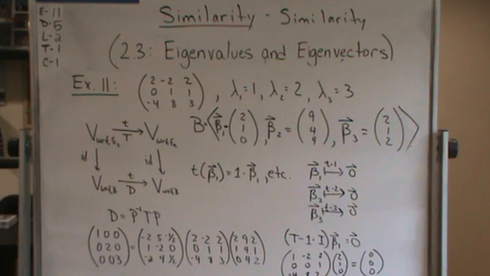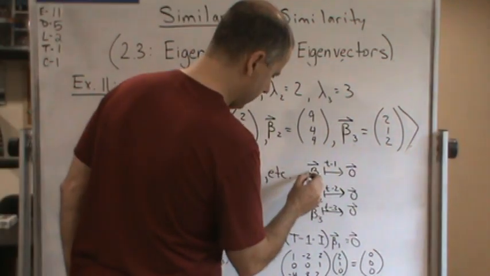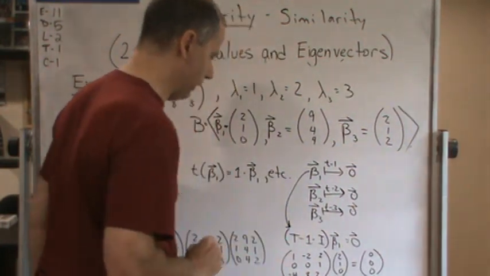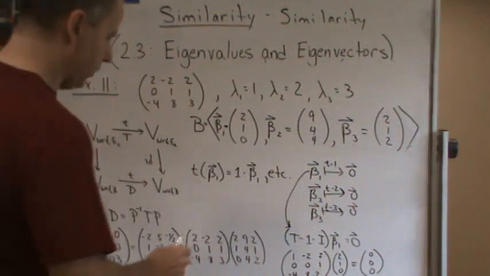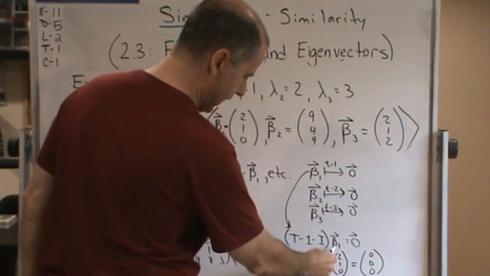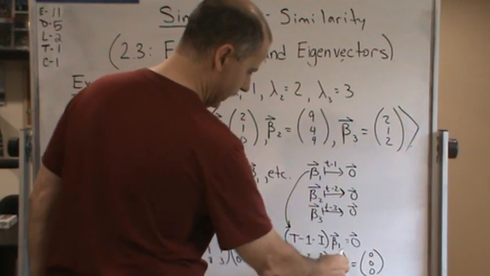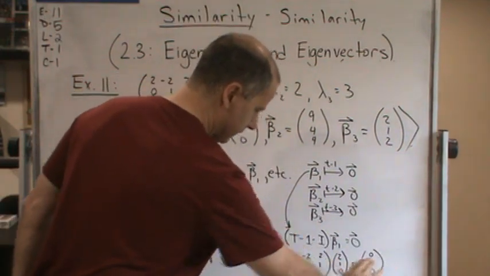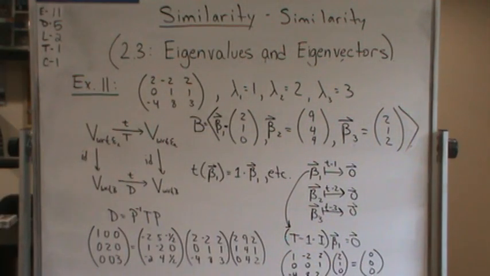Now here's how the top line of the arrow diagram represents the first of those three actions. So the top line represents this action here: T minus 1 times I times beta 1 equals 0. And so we end up with this matrix equation. Now, of course, the representation of beta 1 with respect to the standard basis is itself.